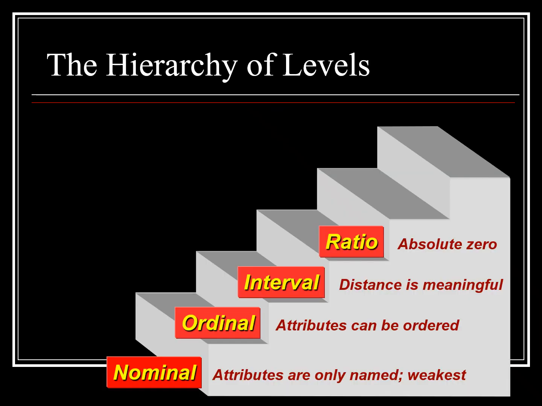So this basically creates a hierarchy of levels, with nominal being the bottom, categorical only, attributes are only named. It's the weakest type of measurement. Ordinal, we can now order those attributes. Again, the numbers are arbitrary, but we have an order. So first, second, third, or fourth, but we don't have that equal distance. Interval, the distance is now meaningful. We have assumed equal distance between the values, and this is usually going to be a symmetrical scale. And finally, we have ratio, absolute zero.